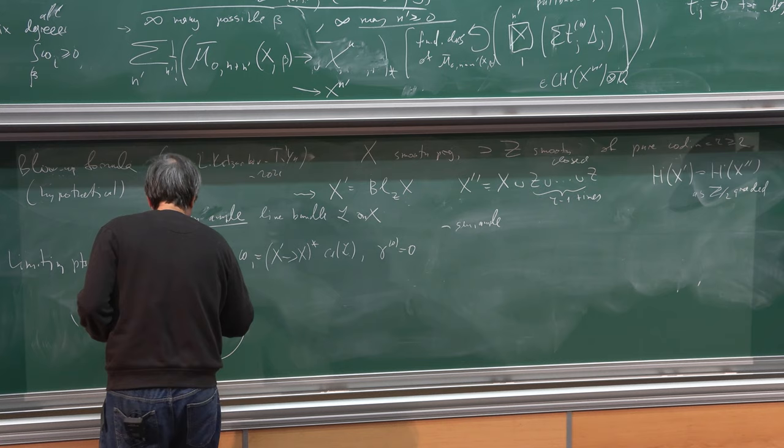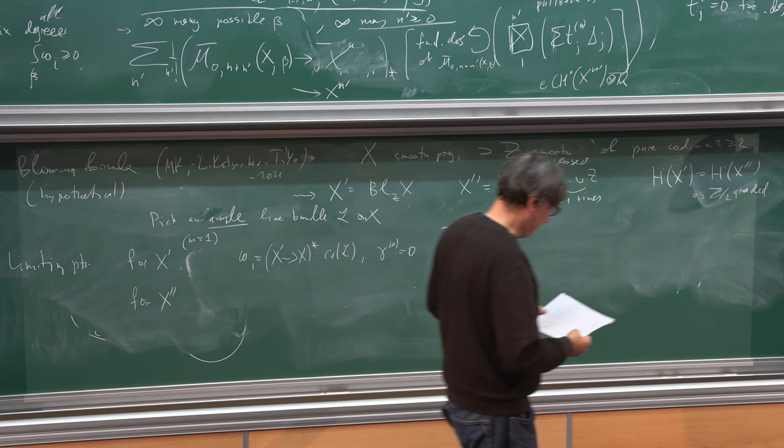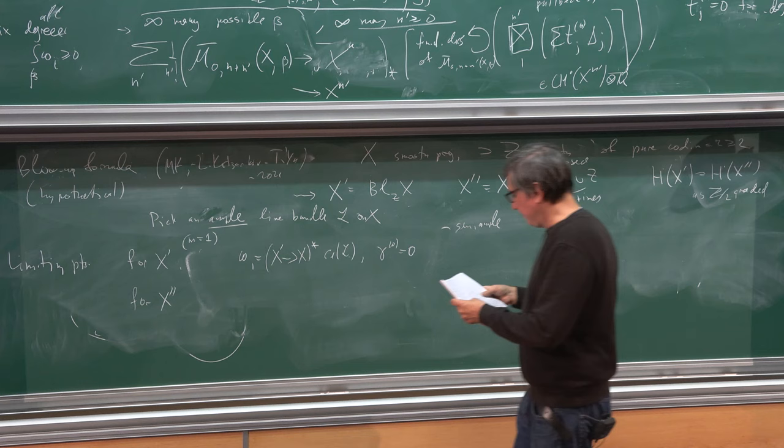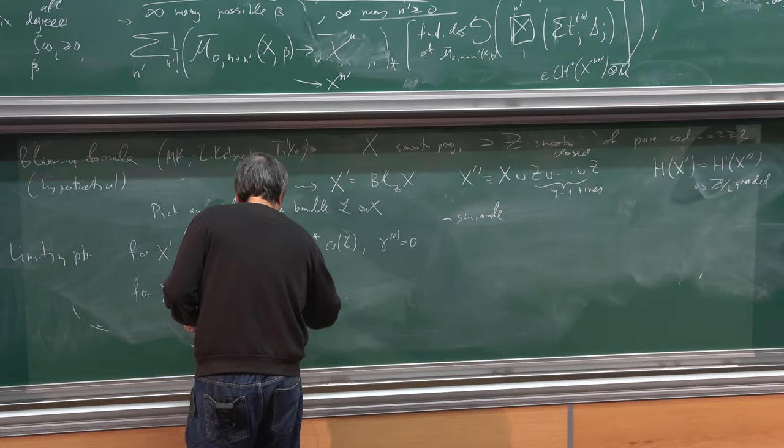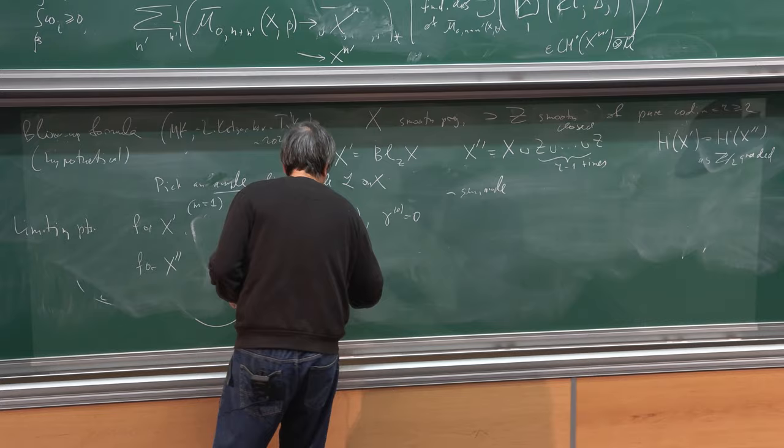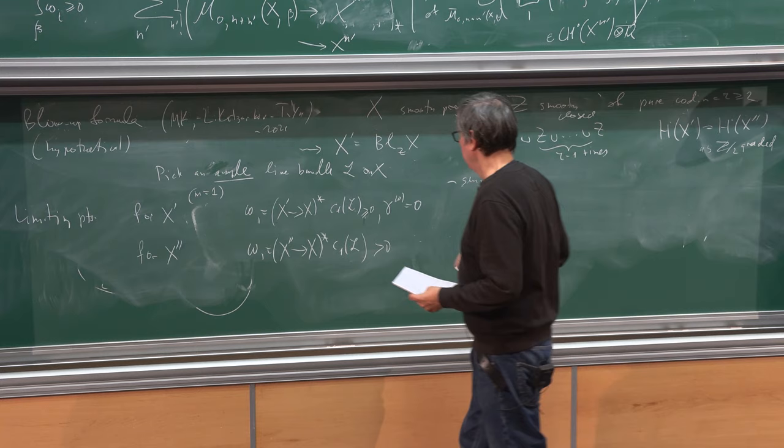So it kind of makes sense to keep track of degrees only with respect to the pullback. And for X double prime, again, I have omega 1 will be the same pullback, which is already ample. This guy was semi-ample. But this correction is really tricky.